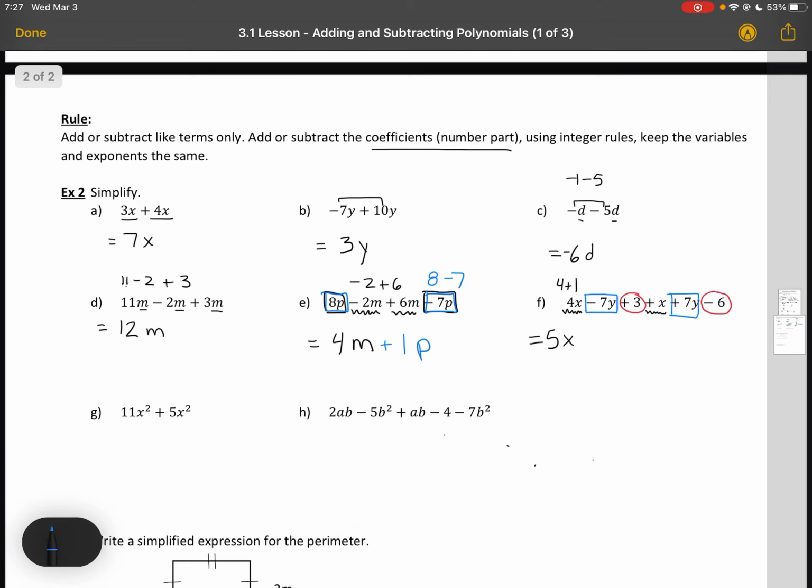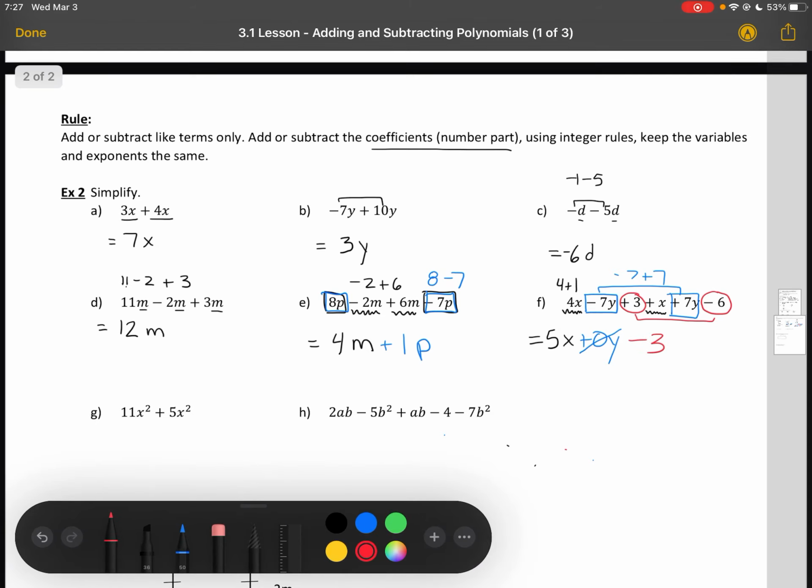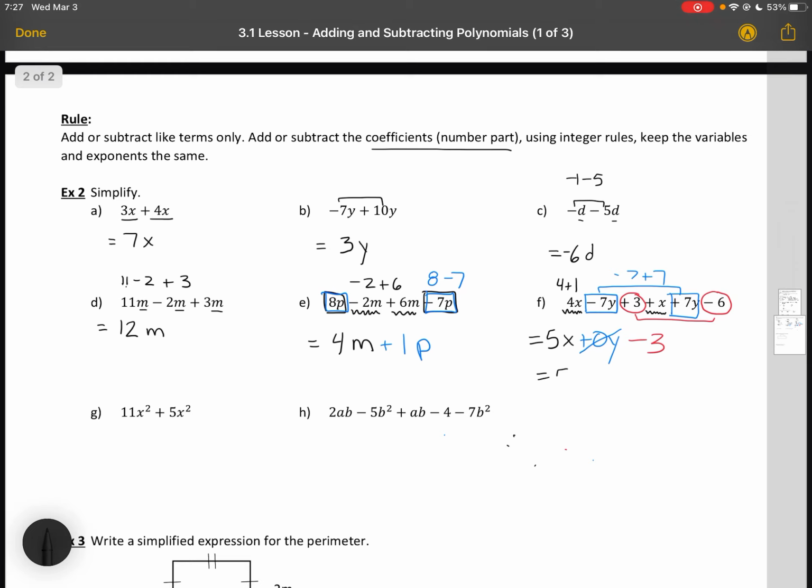The next thing I'm going to do is my y's. So my variable is going to stay the same, and I'm going to add my numerical coefficients together. Minus 7 plus 7, which gives me 0y, which I can eliminate. And then my final one is I'm going to add my numbers together. 3 minus 6 is minus 3. So then my final answer is 5x minus 3.